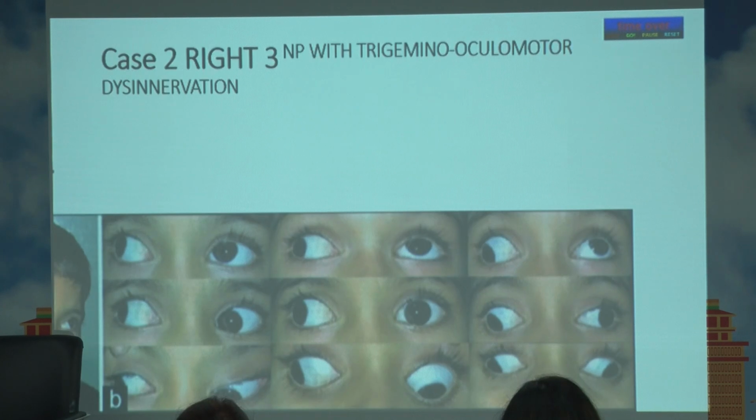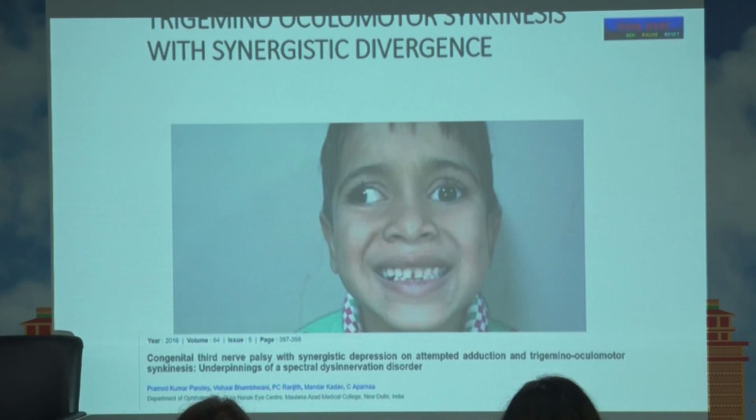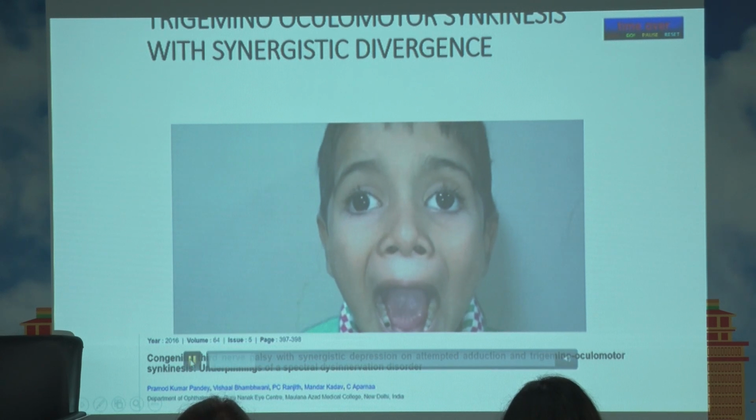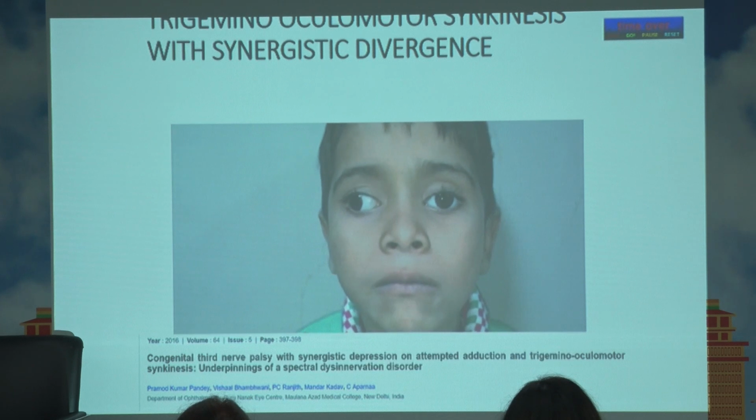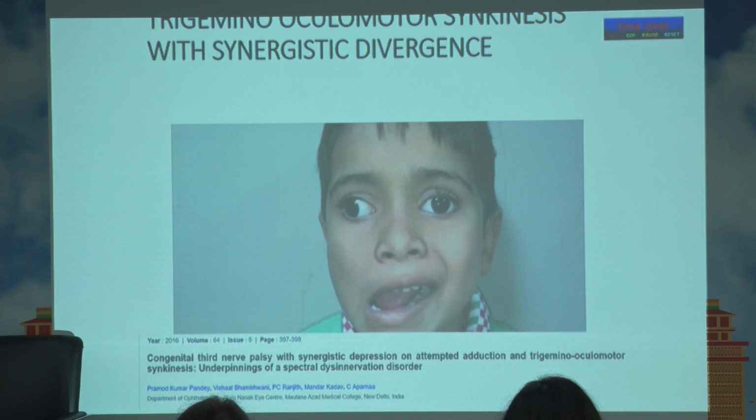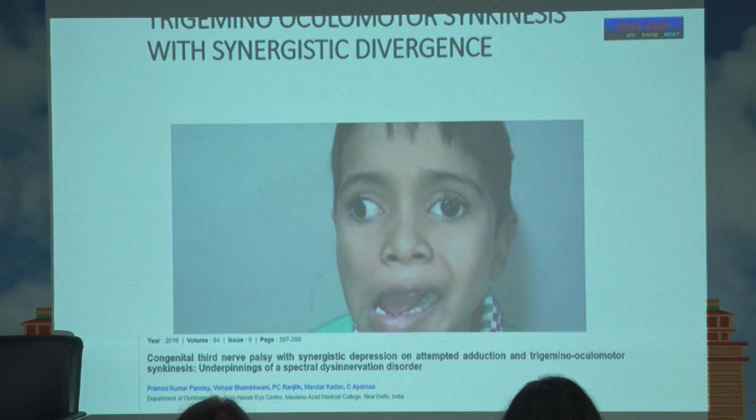This is another child, again with third nerve palsy. It will pass on, no ptosis and little amblyopia. This picture is getting cut off a bit anyway. This is showing a video. You see this is oculomotor and trigeminal synkinesis. Now he opens his mouth and the eye moves in. And see, the eye is moving sideways.